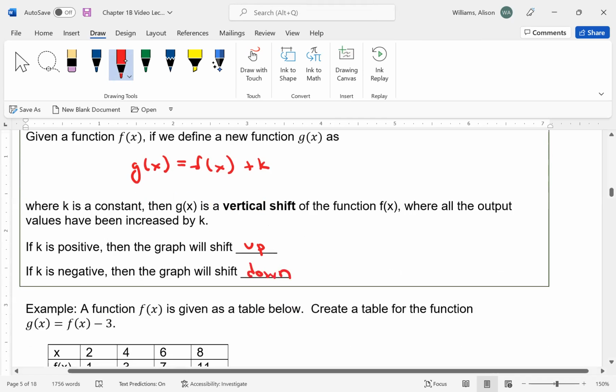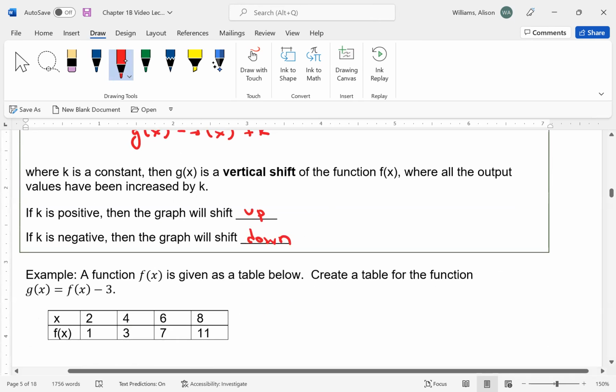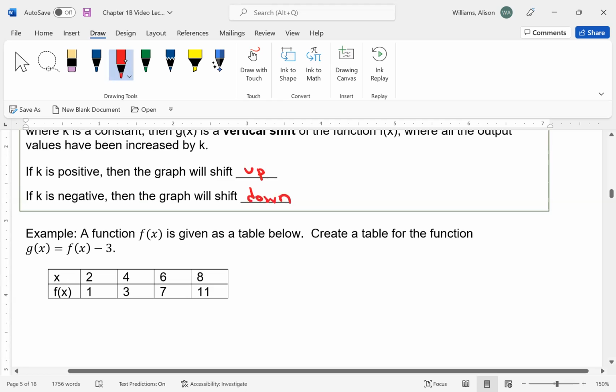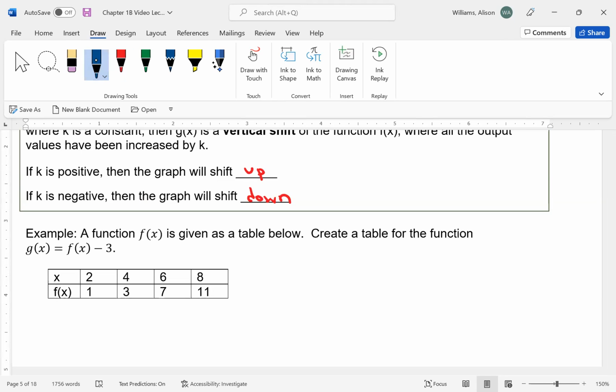So let's look at an example of a function based on a table. So this table of values, this is f of x, and we're defining g of x to be f of x minus 3. So the idea is whatever value we get for f of x, g of x is going to have the same input, but an output value that is 3 smaller. So here's how that's going to look.